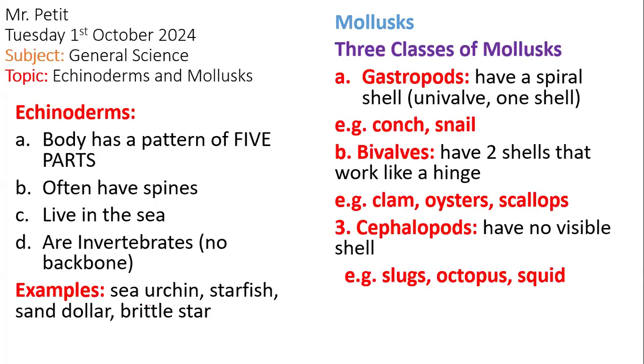And what do we know about our bivalves? How many shells do they have? They have two shells that work like a hinge. Very good. What are some examples of your bivalves? Oysters, scallops, and clams. Very good.